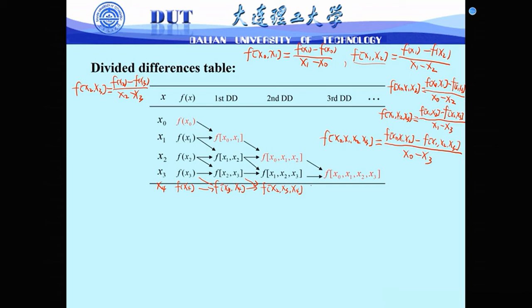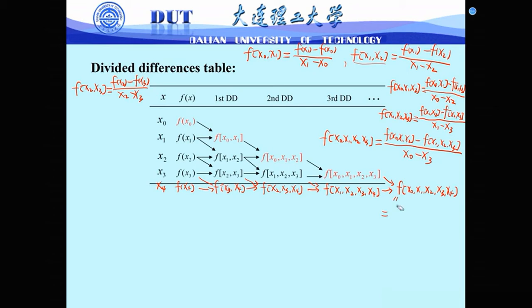Okay, we can obtain the third dd. Now you should understand the nodes: 1, 2, 3 and 2, 3, 4. So the union should be x1, x2, x3, and x4. It's okay? The third dd. So by the two terms, we can obtain the divided difference f[x0, x1, x2, x3, x4]. It's okay? So we can write here. What is the fourth dd?